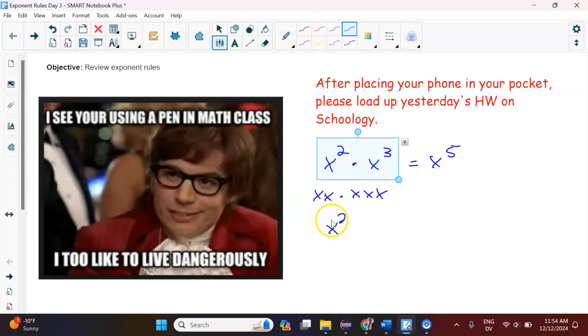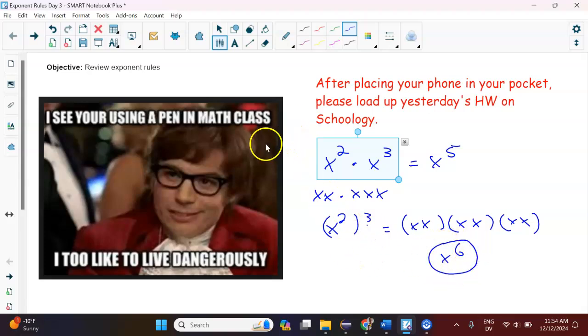Okay, similarly, if I take this problem where it's x squared to the 3rd, again, what do you do with the 2 and the 3 here? Well, I just think that little 3 means we have 3 parentheses, and in each parenthesis there are 2 x's, so that's a total of 6. So that thing combines to x to the 6th.